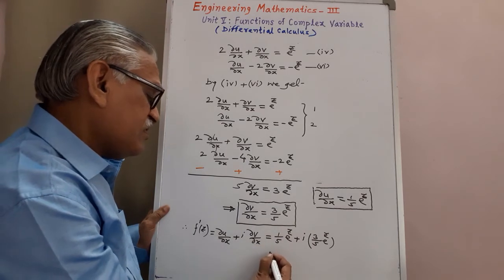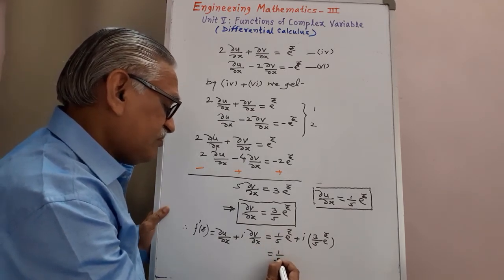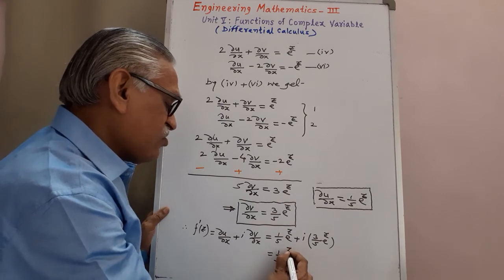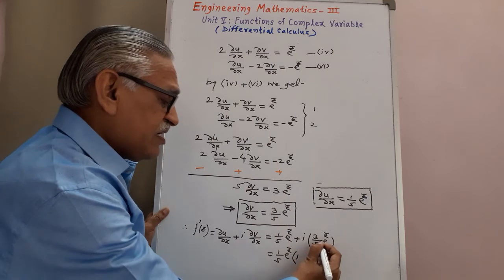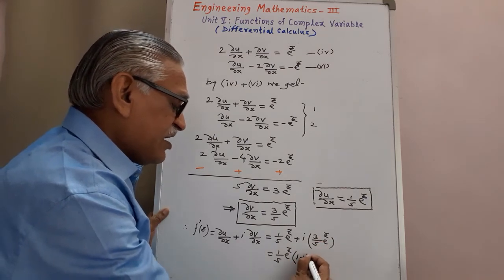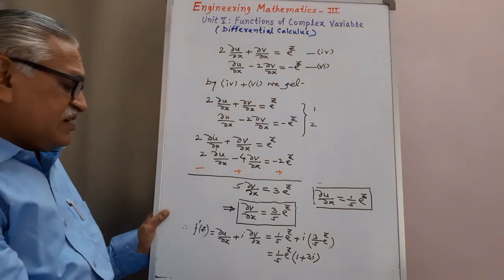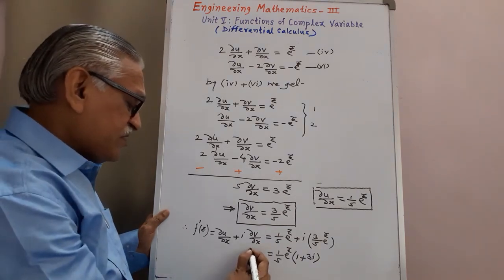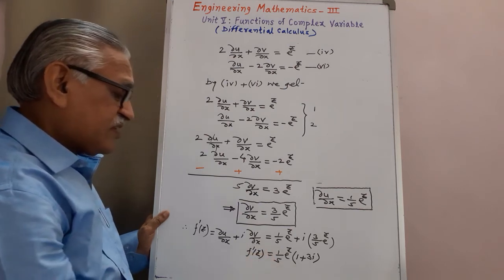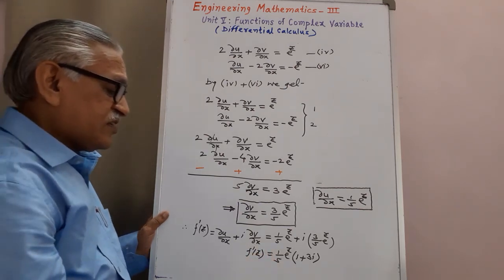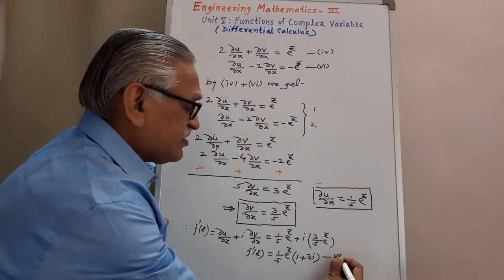What can we take common? We can take 1/5 common from this, and e^z also we can take common. Here remains 1 and here remains 3i, a constant term. This is the value of f'(z). We call this equation number 7.